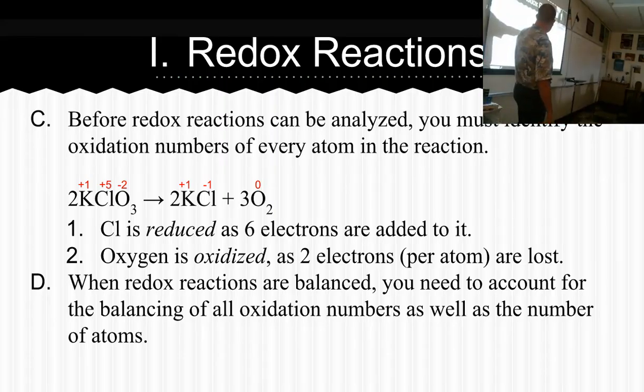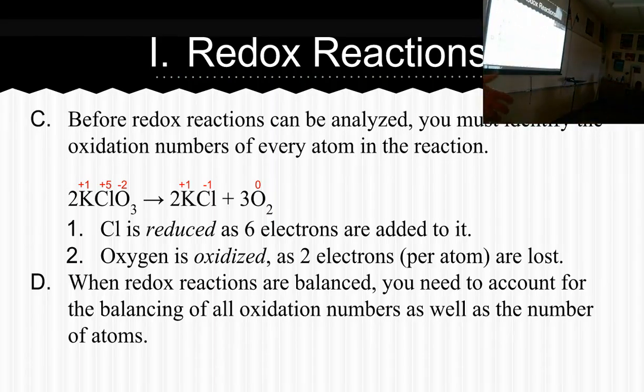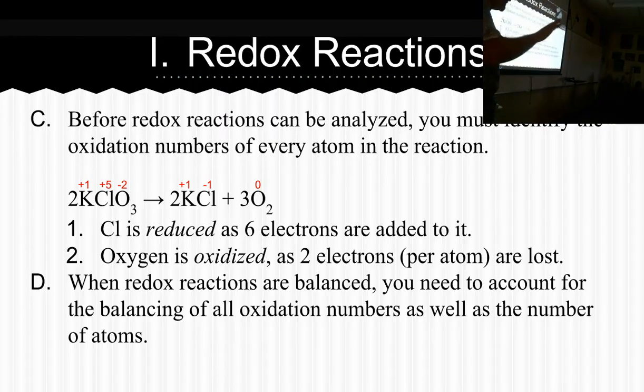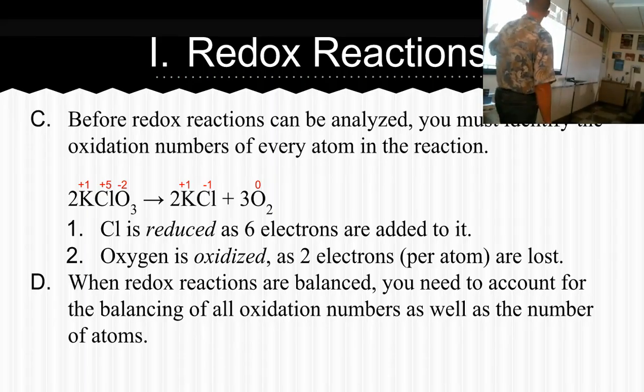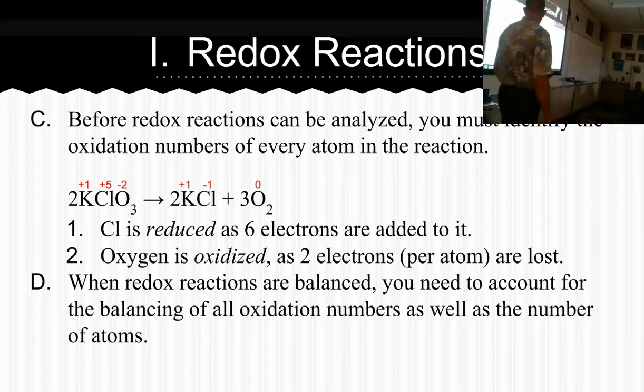And now oxygen is by itself. And one of the other rules in 16A that you learned is that if you only have an element by itself or bound to another atom of the same element, then it's 0. So oxygen by itself is 0. So oxygen went from -2 to 0. Chlorine went from +5 to -1.